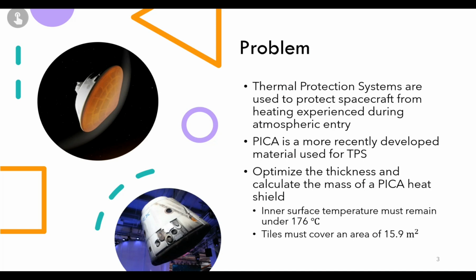Now, when calculating the mass, I considered that my space capsule would have a diameter of 4.5 meters, which means it would have a total area of 15.9 meters squared. So in the end, I divided the total area of the heat shield by the area of the tile to find the total number of tiles needed to construct this heat shield. And then I multiplied the number of tiles by the mass of each tile, which was calculated by multiplying the volume of each tile by the density to find the total mass. And also, the side lengths of the square tiles were equal to 5 times the thickness of each tile.